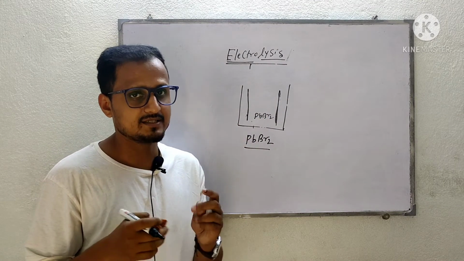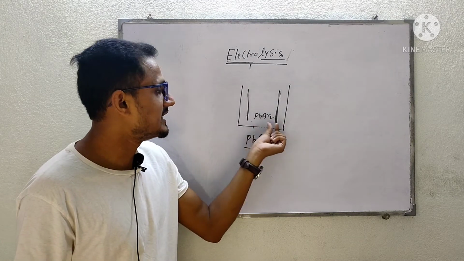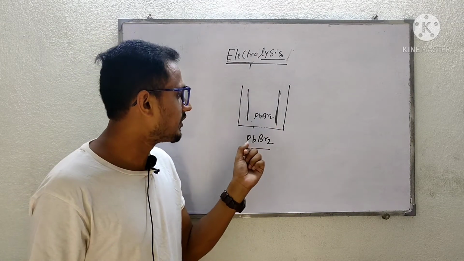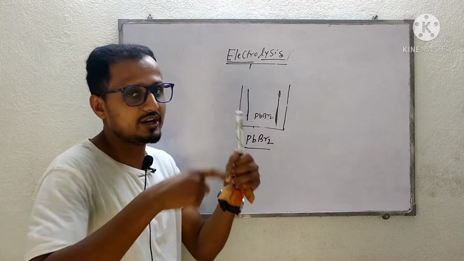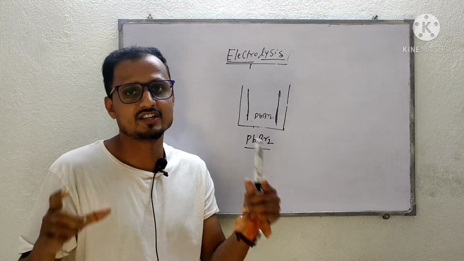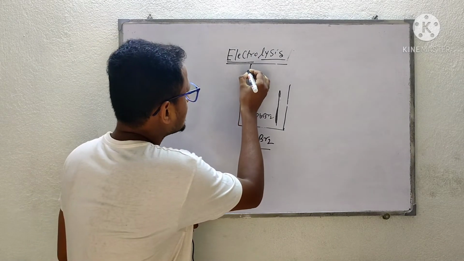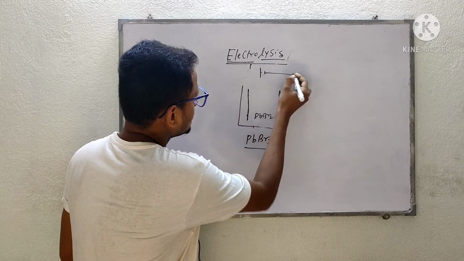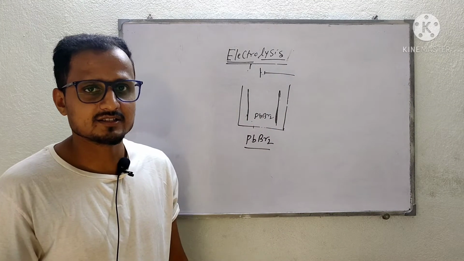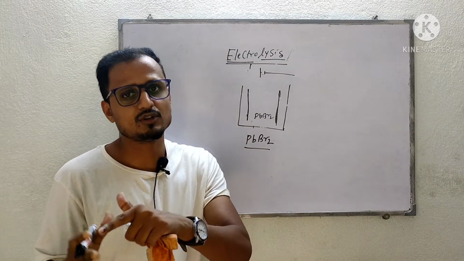These two plates, plates of inert metals, will be called electrodes. Why are they called electrodes? Because these plates will be joined with an external battery or external electric system. Say this one is the external electric system. The external battery will have two poles, a positive pole and a negative pole.